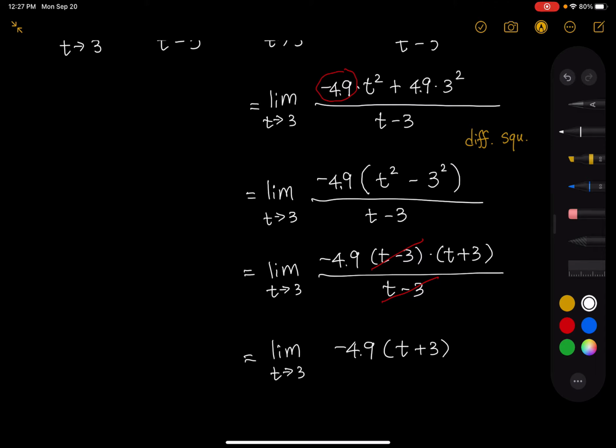So all we have left to do is to plug in t equals 3, right? Because now we can do direct substitution. That's no fraction, no zero denominator. So what we get is negative 4.9 times 3 plus 3, which is 6. And in that case, you can use a calculator to get negative 29.4. And that will be the velocity at t equals 3.